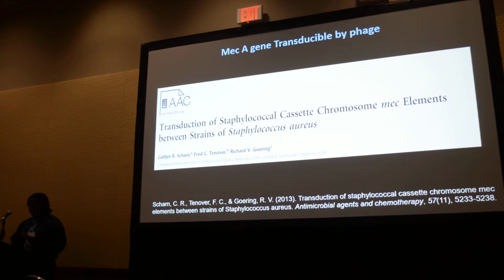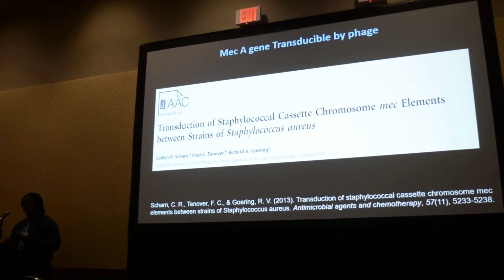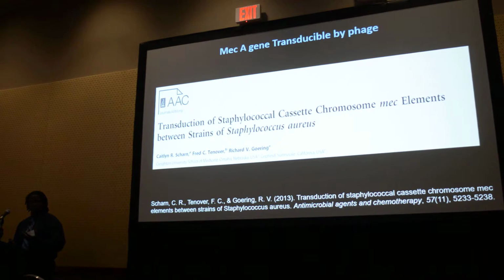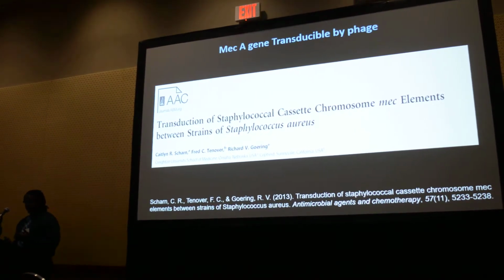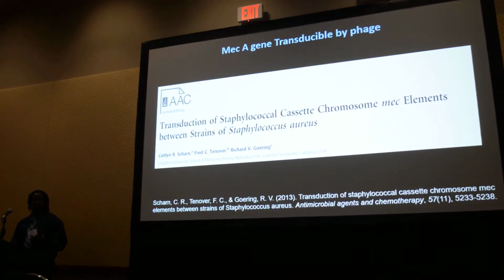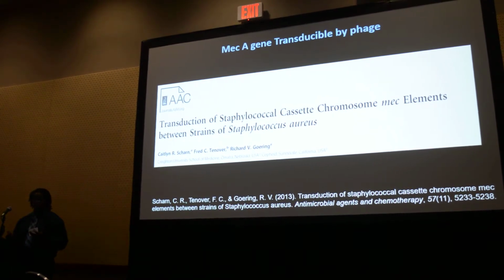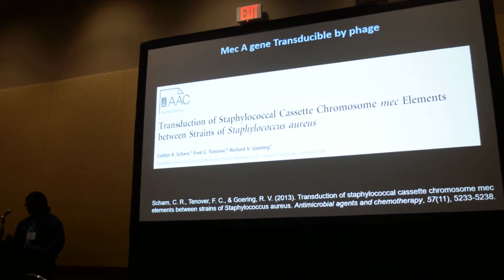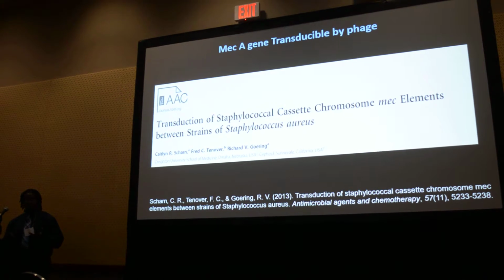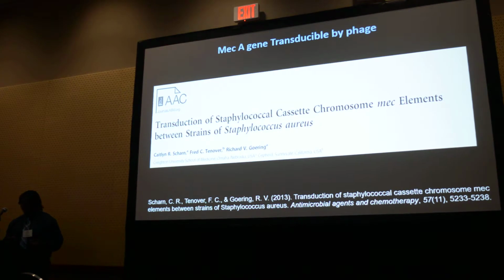And thanks to this paper by Creighton University School of Medicine, they proved that the MEK-A gene that's responsible for making Staph aureus methicillin resistant is actually transducible, meaning that if you have a virus that attaches itself to Staph aureus and has the MEK-A gene, now you have a whole line of MRSA. And because of this, I decided to focus on prophages and figure out what their function and role is in Staph aureus.